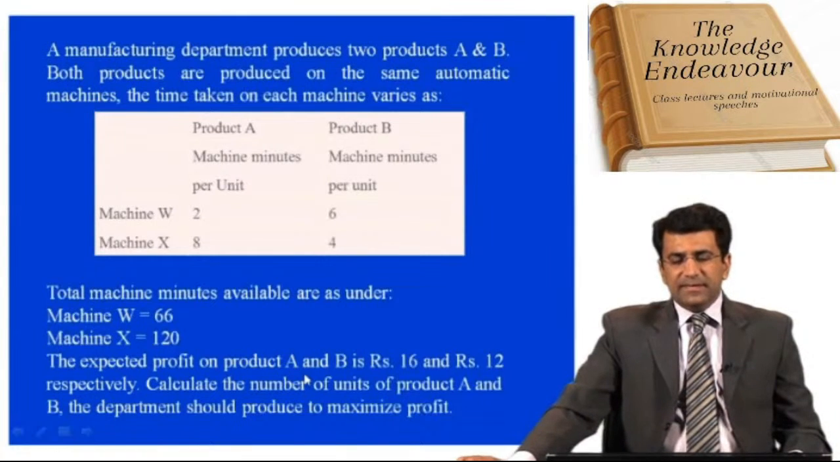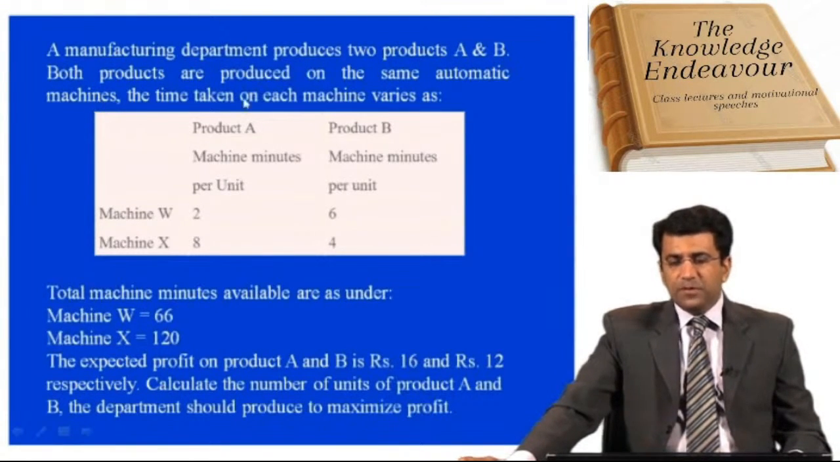Now class, let's take another example, a similar example. A manufacturing department produces two products, A and B. Both products are produced on the same automatic machines. The time taken on each machine varies as shown by this table. Now what is meant by this table?